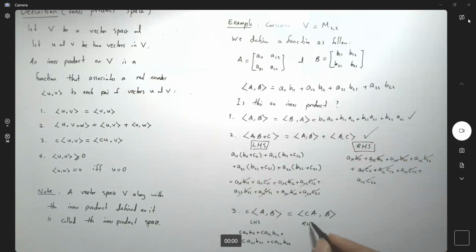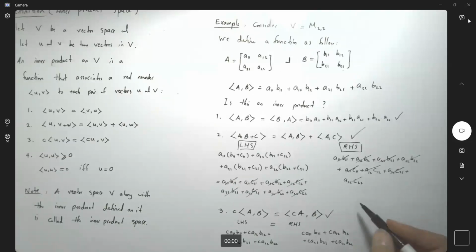On the right-hand side, you have c multiplied by the entries of A. So you basically have cA11 multiplied by B11, plus cA12 B12, plus cA21 B21, and plus cA22 B22. They are basically the same. They're equal to each other. You can definitely check the fourth axiom, which is easy to check.